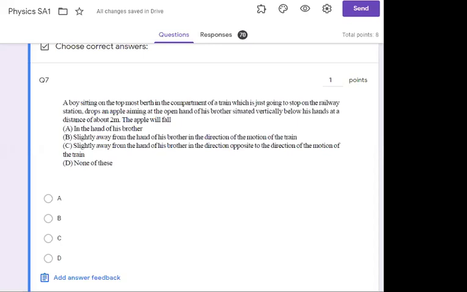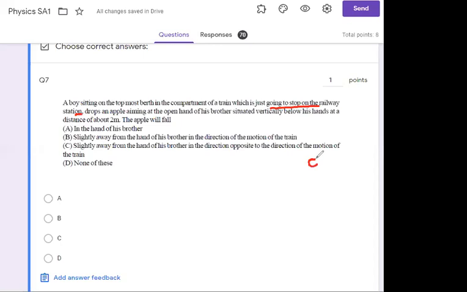Tell me, guys. Yes, inertia of motion, correct. It is inertia of motion. Hannah, think about it. First of all, this is the concept. Going to stop on the railway station. Right? It is going to stop. Hannah, bol diya, it is going to stop.